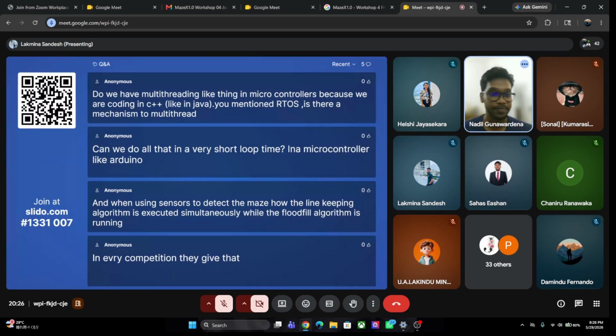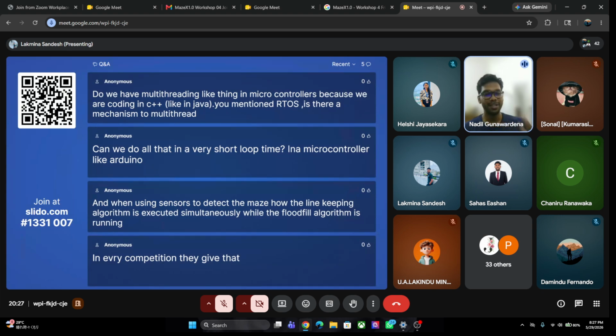Do we have multi-threading like thing in microcontrollers because we are coding in C++ like in Java? You mentioned RTOS. Is there a mechanism to multi-thread? Yeah, RTOS is like multi-threading, but it is actually not multi-threading. It is like you are giving priority to tasks. Let's assume that, I will describe it with an example.